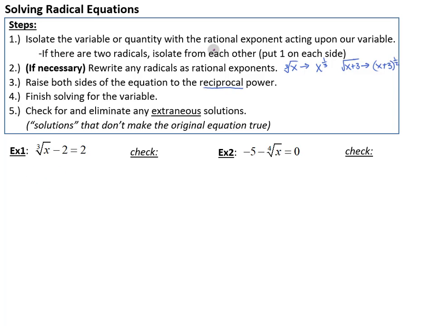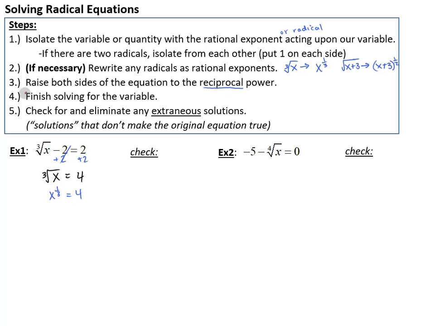Isolate the variable or quantity that has our rational exponent or radical, I guess I should have added in there, acting upon our variable. So here, this is what we need to get by itself. Okay, so to get this radical by itself, all we need to do is add 2 to the other side. Okay, so now we get the cubed root of x equals 4. So if necessary, rewrite radicals as fraction exponents or rational exponents. So we're going to rewrite the cubed root of x. We don't really need parentheses since it's one term, x to the 1/3 power.